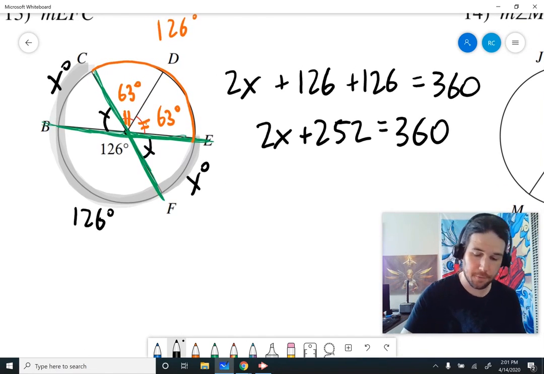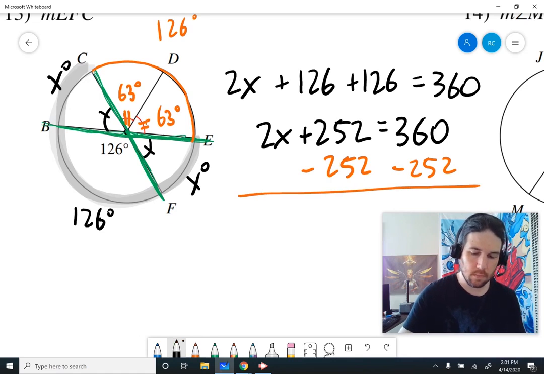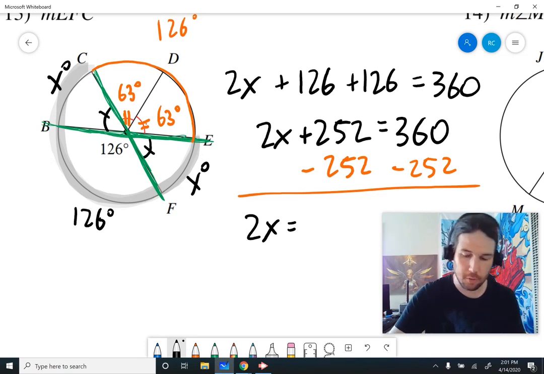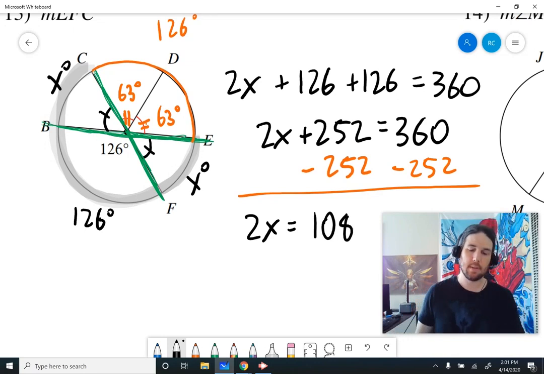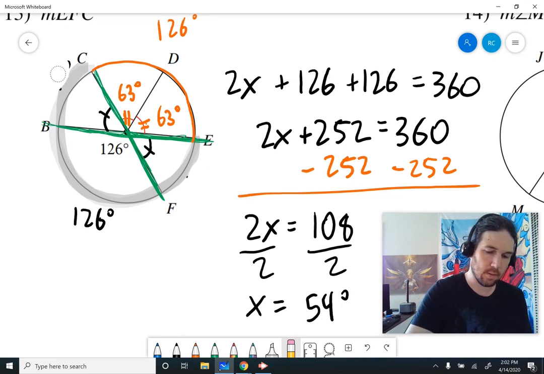We will subtract 252 from both sides. Let's see, 360 minus 250 would be 110, minus another 2 is 108. Divide both sides by 2. X equals 54 degrees. So we now know that these two x's are 54 degrees.